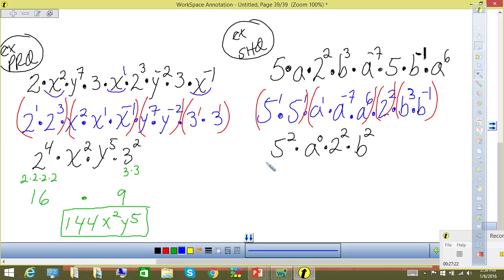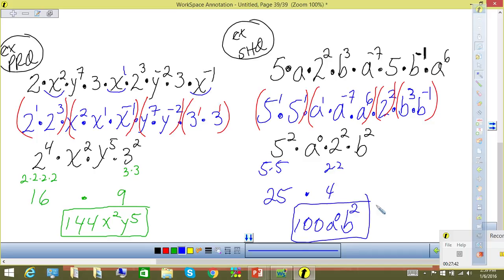What is 5 squared? 5 times 5, that is 25. And what is this one? 2 times 2, that is 4. So what is 25 times 4? 100. Okay? Bring down A to the 0 and B to the second. Hands if you got that. Okay? Now check this out.